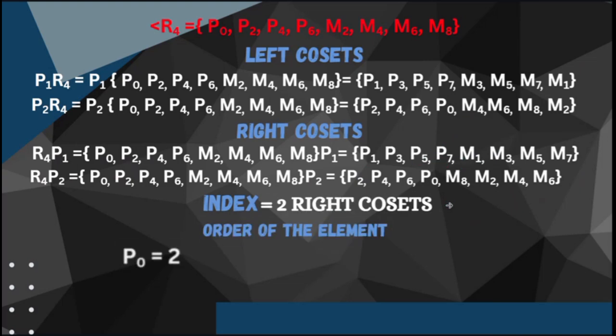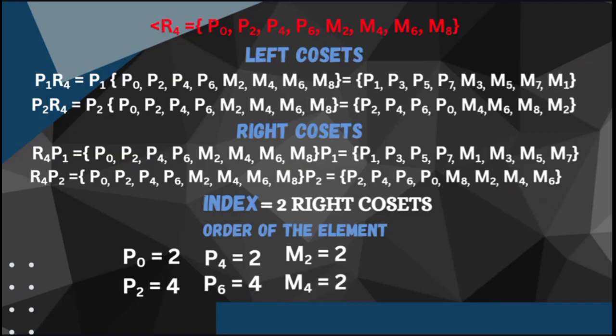Order of the elements: for row sub 0, we have 2. Row sub 2, we have 4. Row sub 4, we have 2. Row sub 6, we have 4. Mu sub 2, we have 2. Mu sub 4, we have 2. Mu sub 6, we have 2 also. And mu sub 8, we have 2.